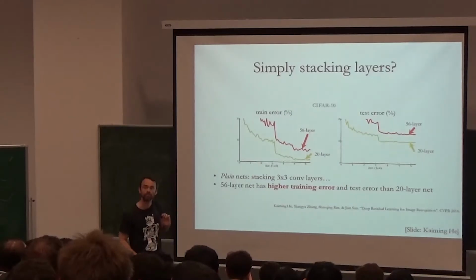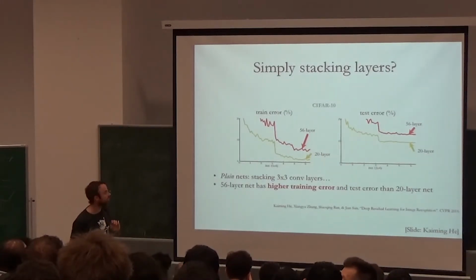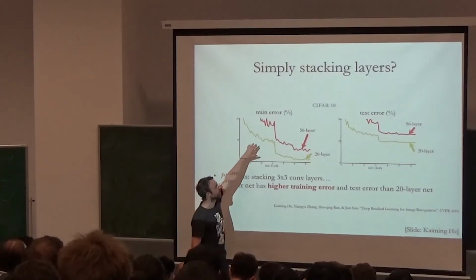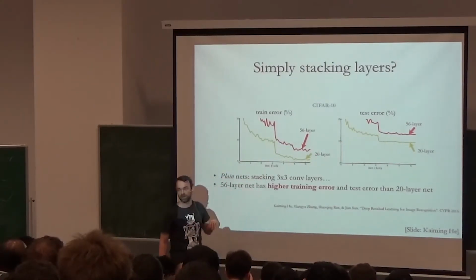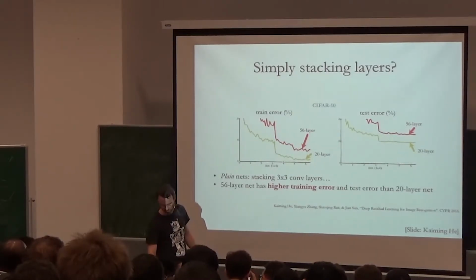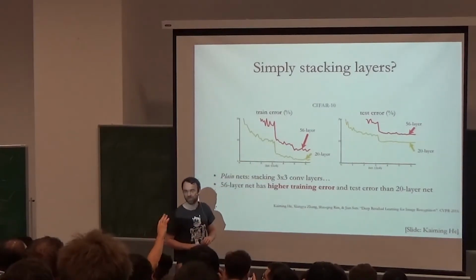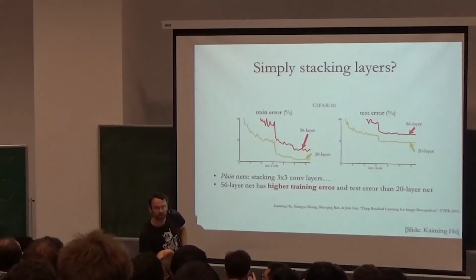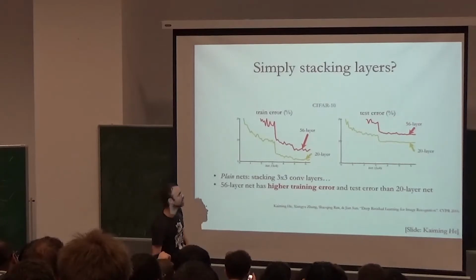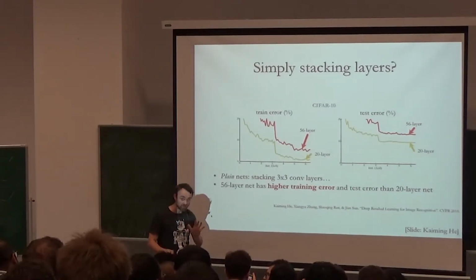Yeah? I don't know. It's possible they were doing some kind of annealing of the learning rate or something like that. I can't remember exactly what they were doing during the optimization. Whatever they're doing, it seems to affect both curves somewhat. Oh, well, no, I was saying it's not overfitting.